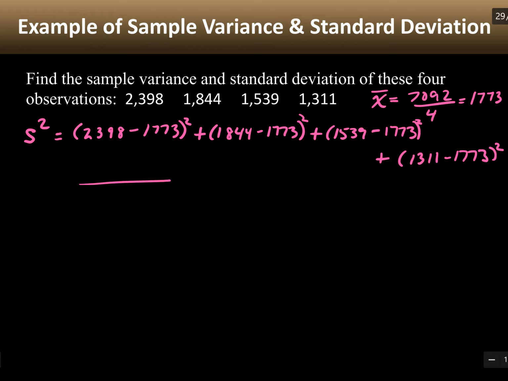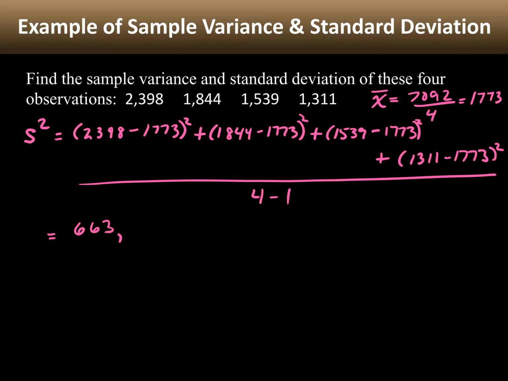You want to take the sum of all those and divide by n minus 1, which will be 4 minus 1. That ends up being, and I hope you got this, 663,866 divide by 3, and that ends up being 221,288.67.